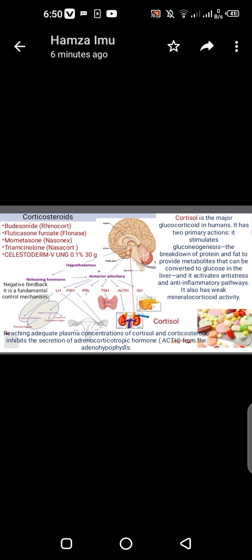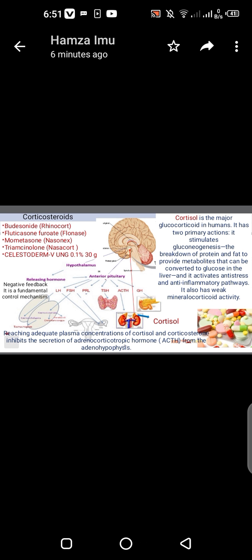Cortisol is a major glucocorticoid in humans. It has two primary actions. It stimulates gluconeogenesis, the breakdown of protein and fat to provide metabolites that can be converted to glucose in the liver, and it activates anti-stress and anti-inflammatory pathways. It also has weak mineralocorticoid activity.